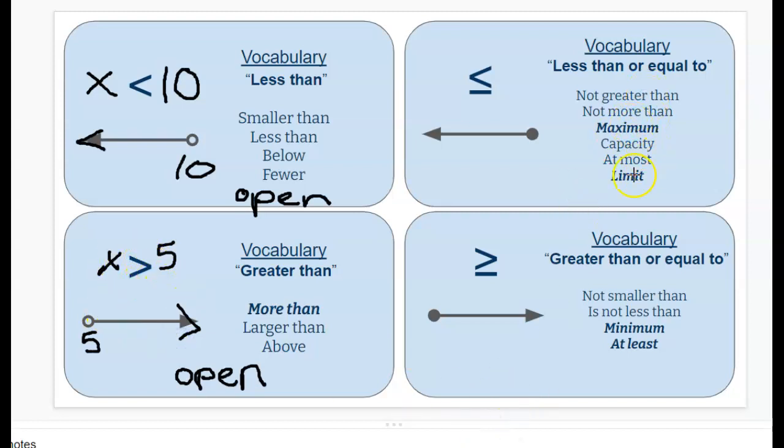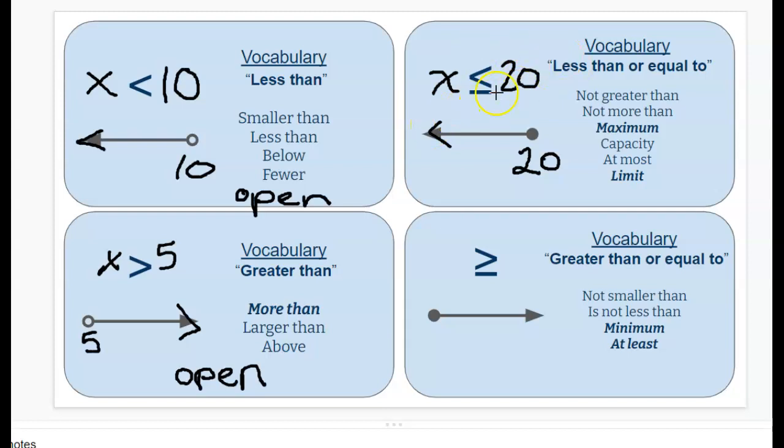Now, maximum and limit are the ones that they like to use the most in word problems. If I have a maximum of $20 to spend, what that means is that I could spend equal to $20. I could spend all of my money. So x could equal $20. Or I could spend 19, 18, 17, 16, 15, 14. I could spend less than $20.